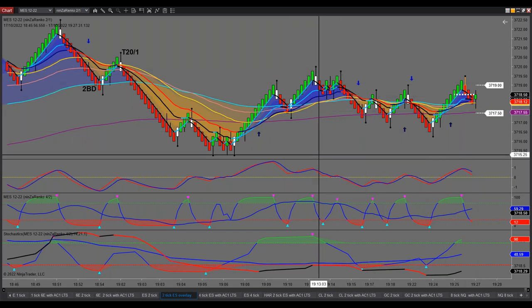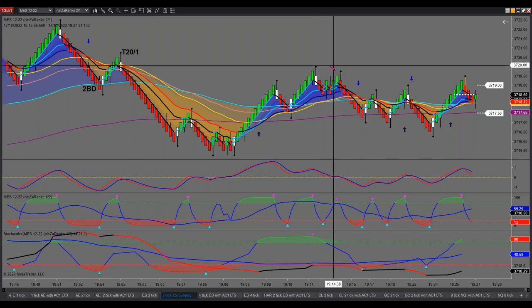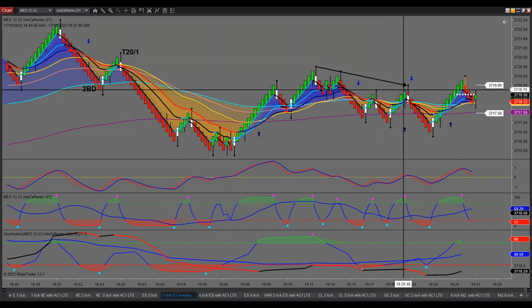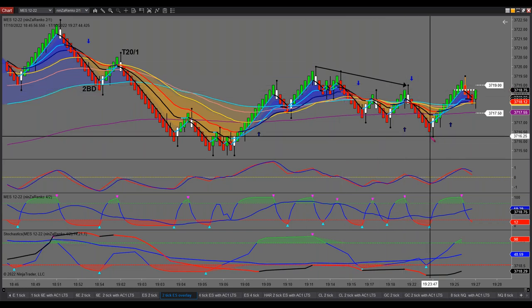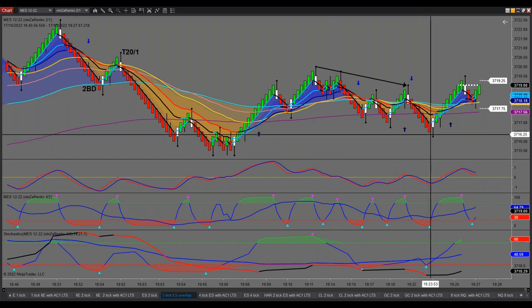And what we want to look for, see that there to there, let me perhaps mark that up for you, from there to there, that's called a lower high. See that down here? This is called a lower low. Lower highs and lower lows are the footprints to a trend.